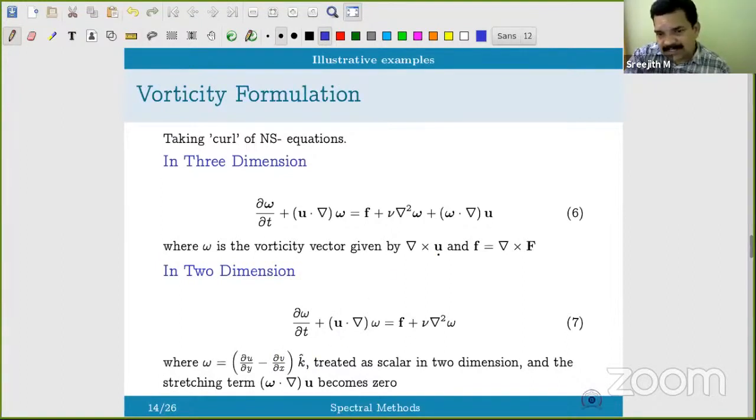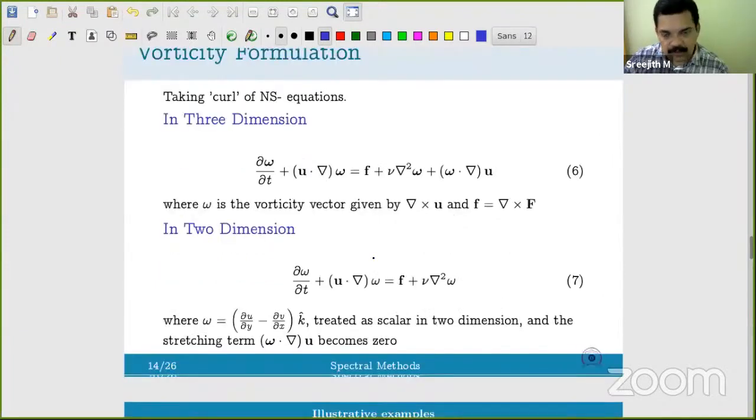So the stretching term, which appears in the 3-dimensional vorticity formulation, does not come into play in 2 dimensions. So we can say there is no vorticity generation in 2 dimensions. So the total vorticity remains constant, or enstrophy remains constant, when there is no diffusion.